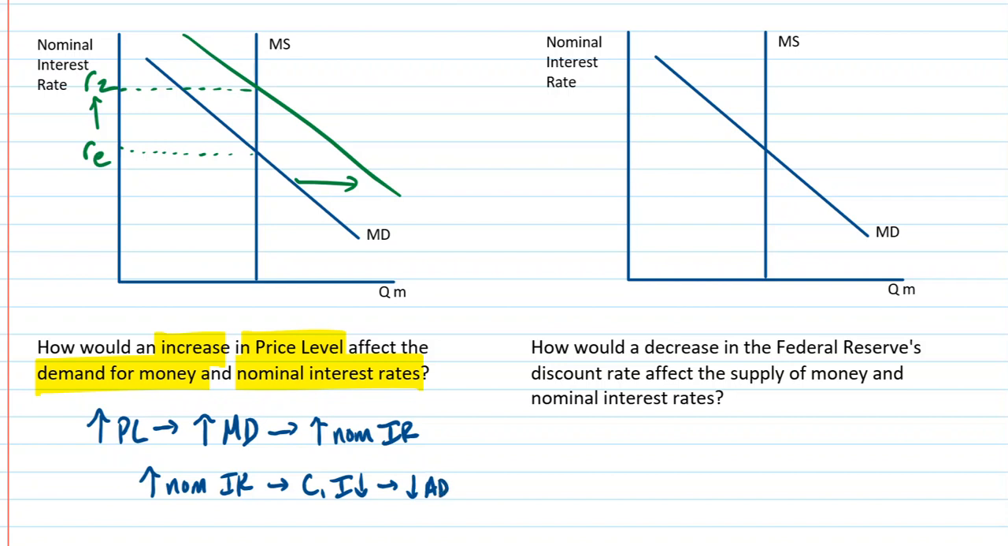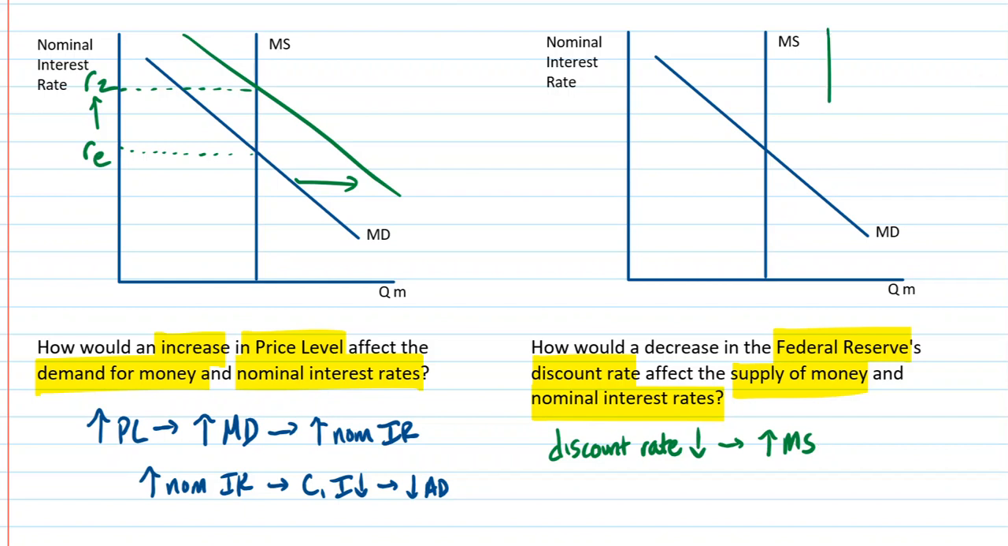In our second example over here, how would a decrease in the Federal Reserve's discount rate affect the supply of money and nominal interest rates? Well, the first thing we have to remember is that the discount rate is the rate that the Fed lends to banks at. So if we decrease the discount rate, then we will in fact increase the money supply by encouraging banks to lend money. And an increase in the money supply represents a rightward shift.